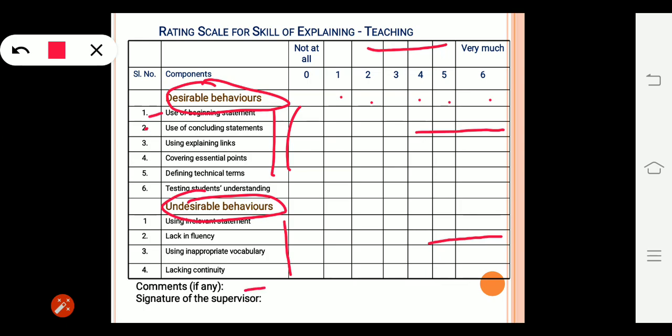In comment section, write at least 2 comments about the points where you need to improve. Remember, comments should be affirmative and not negative. For example, instead of writing blackboard work was not good, write blackboard work could have been more organized. You may mention some good points also, like voice of the pupil teacher was clear and loud.